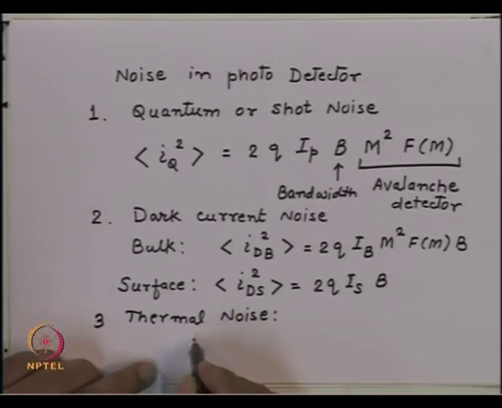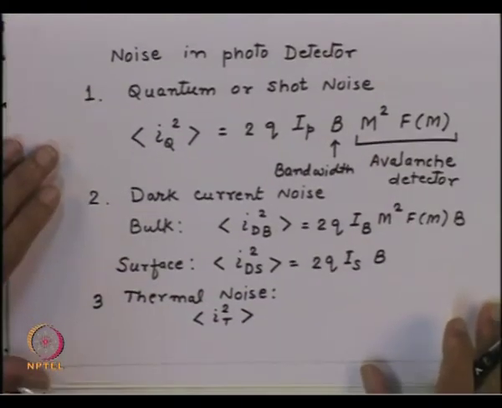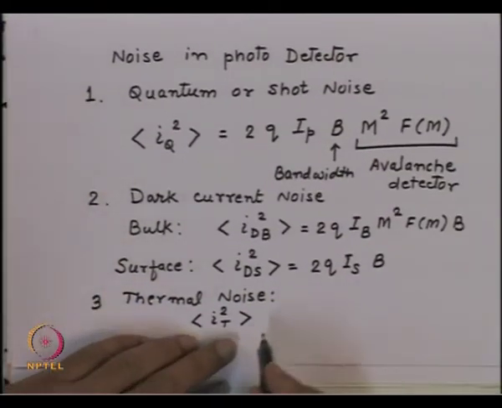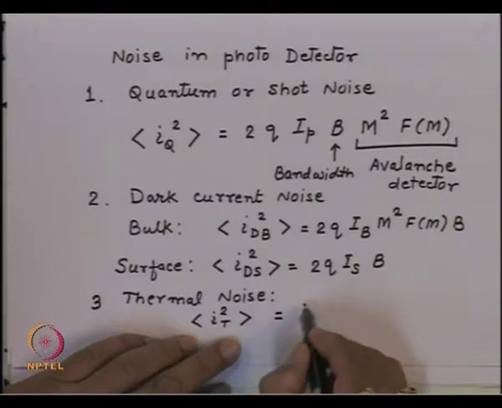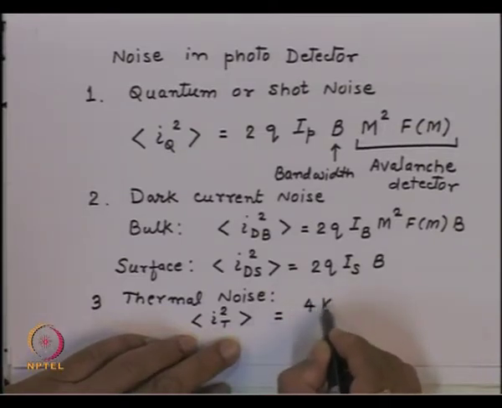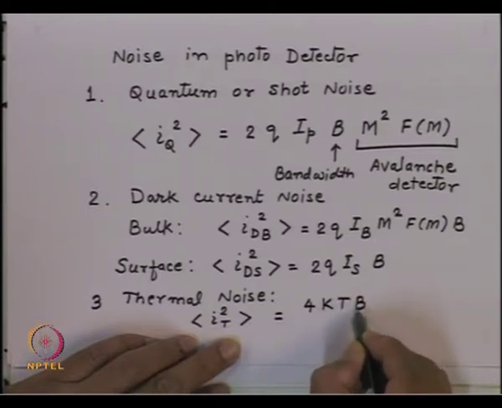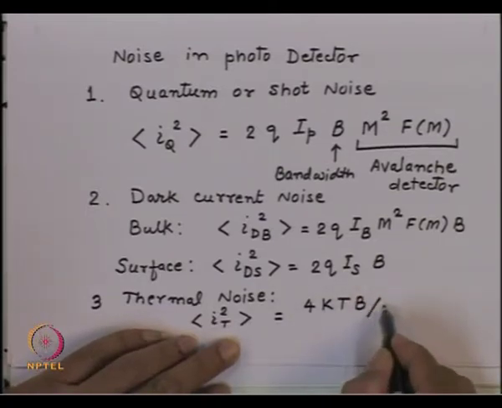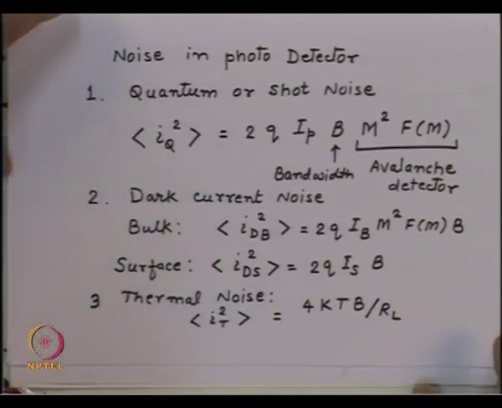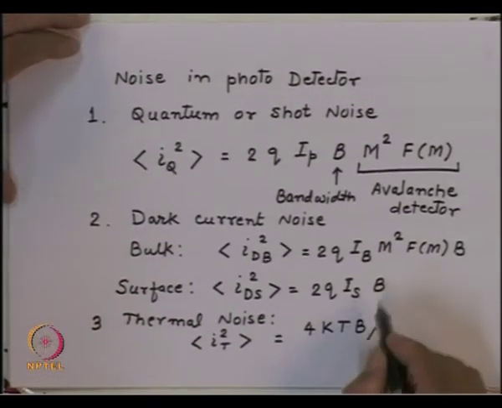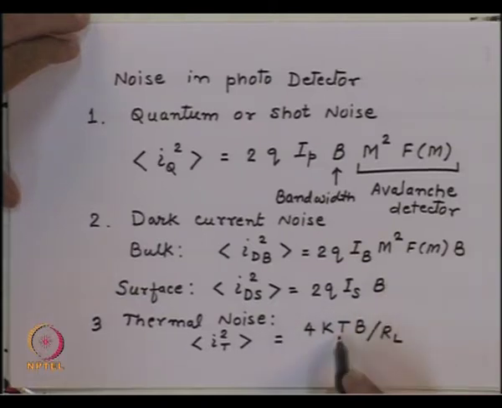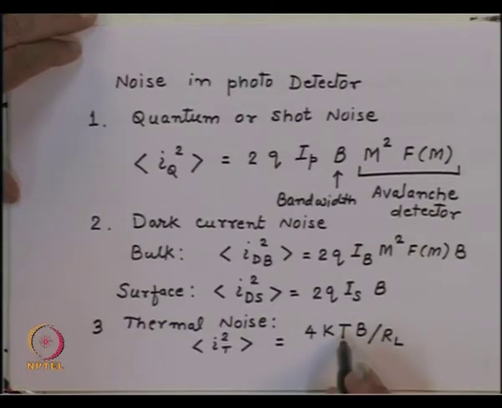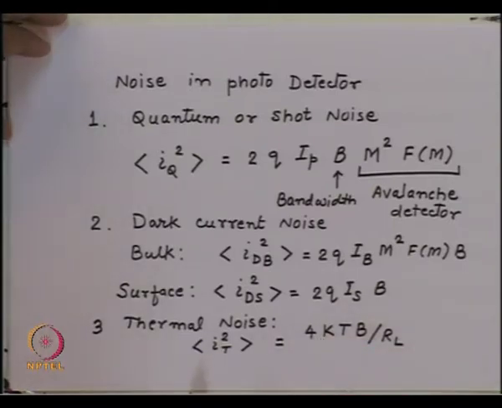And the mean square value of this thermal noise will be given as 4 k T B divided by the load resistance, where B is the bandwidth, T is the temperature of the resistance, and k is the Boltzmann constant.